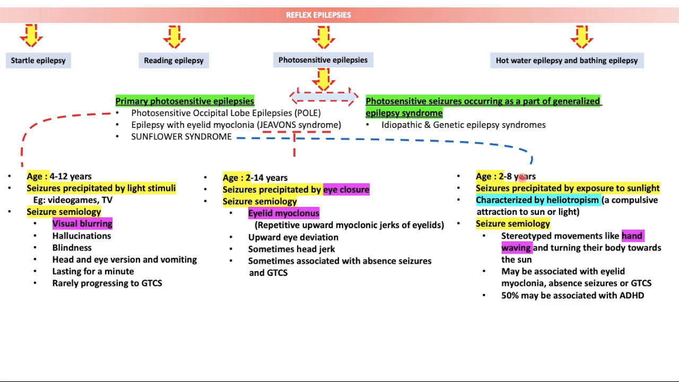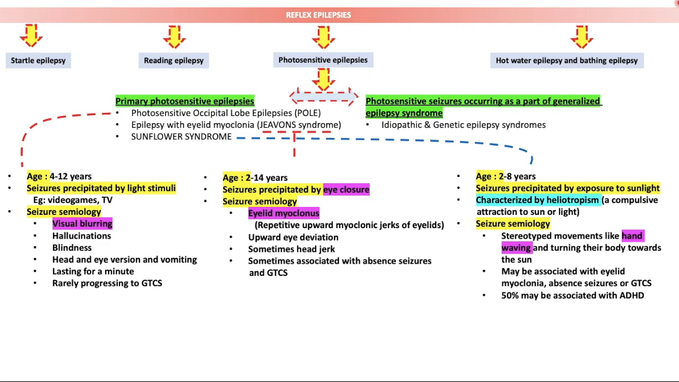Here seizures are precipitated by exposure to sunlight, and it is characterized by something called heliotropism, where there is a compulsive attraction to sun or any artificial light. The seizure semiology includes stereotyped movements like hand waving. They wave their hand in front of their face, and they have turning of the body towards the sun. So they turn towards the sun and then they wave their hand in front of their face. This is a very classical manifestation of sunflower syndrome, and it may be associated with eyelid myoclonia, absent seizures, or GTCS. And 50% may have associated attention deficit hyperactive disorder, ADHD.